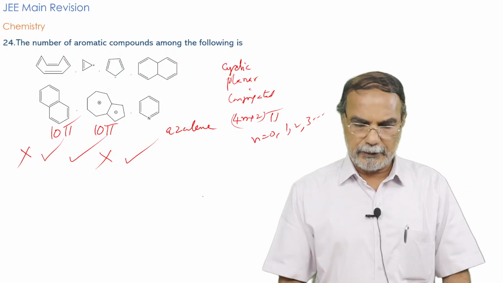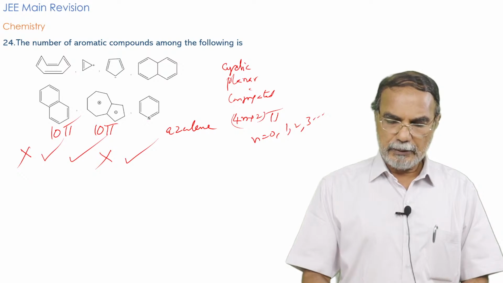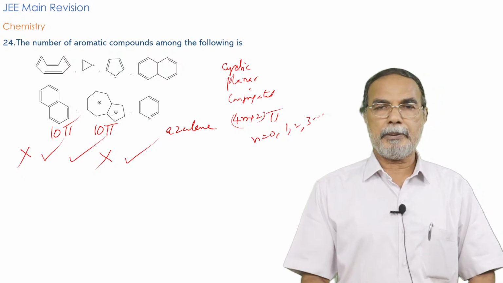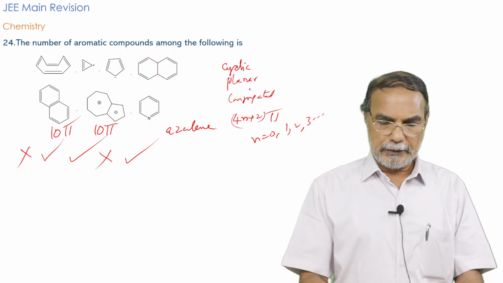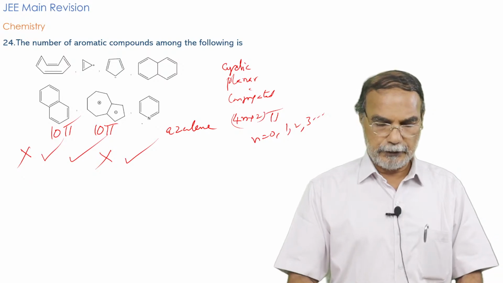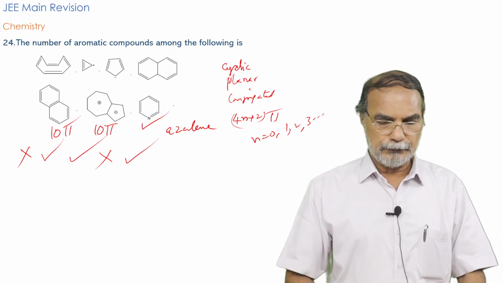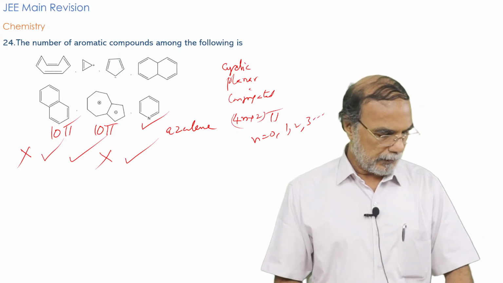Azulene is aromatic. And this is pyridine, which is very similar to benzene. Only thing is that one position is occupied by nitrogen. It is cyclic, planar, conjugated, and it contains 6 pi electrons corresponding to the formula 4n plus 2, and therefore that also is aromatic. And out of these 7 structures, you have 4 structures which are aromatic.